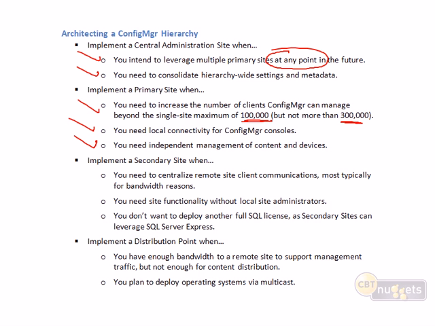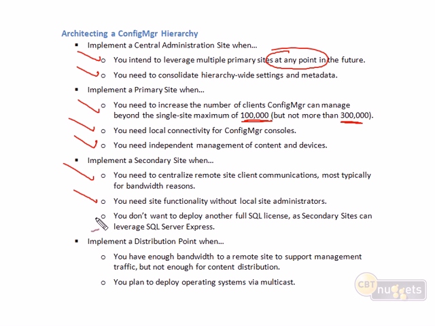Now, you might choose to implement a secondary site when you want to centralize all those client communications, but you don't necessarily need local control. Right? Usually for bandwidth reasons, although sometimes there are political reasons or other more people reasons why this ends up being the case. Maybe there is no local IT. So you want to be able to control the configuration of that site, but from your chair in Denver without having to go to Omaha. This happens actually relatively frequently.